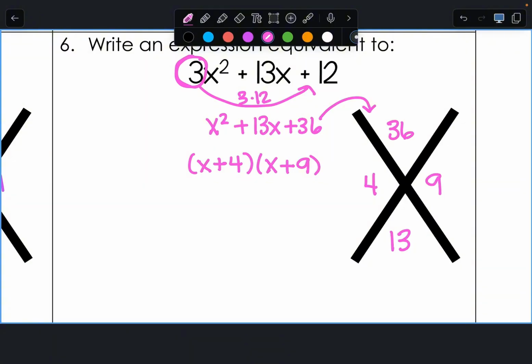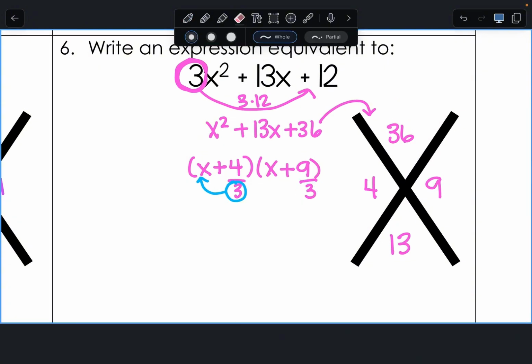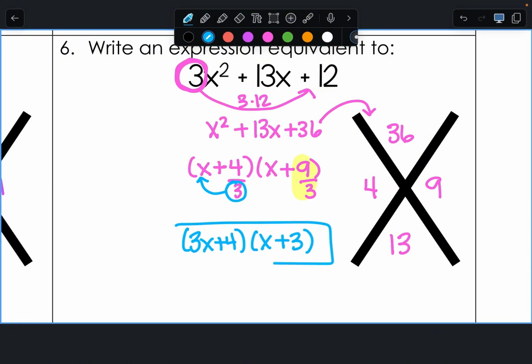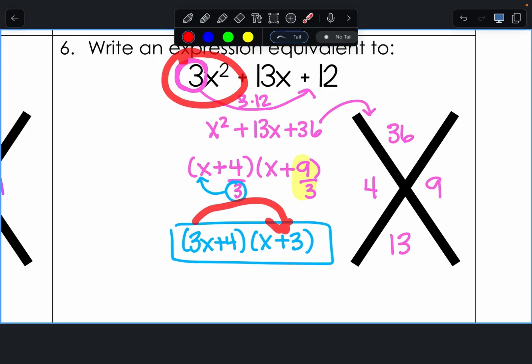We kidnap, so don't forget you need to divide. That is probably going to be the most missed step, forgetting to give the kid back. So 4 over 3 does not simplify. We do bottoms up. You get 3x plus 4. When you divide 9 by 3, what do you get? 3. So you get x plus 3. You can always double check your work. 3x times x, 3x squared. So you know you're on the right track.